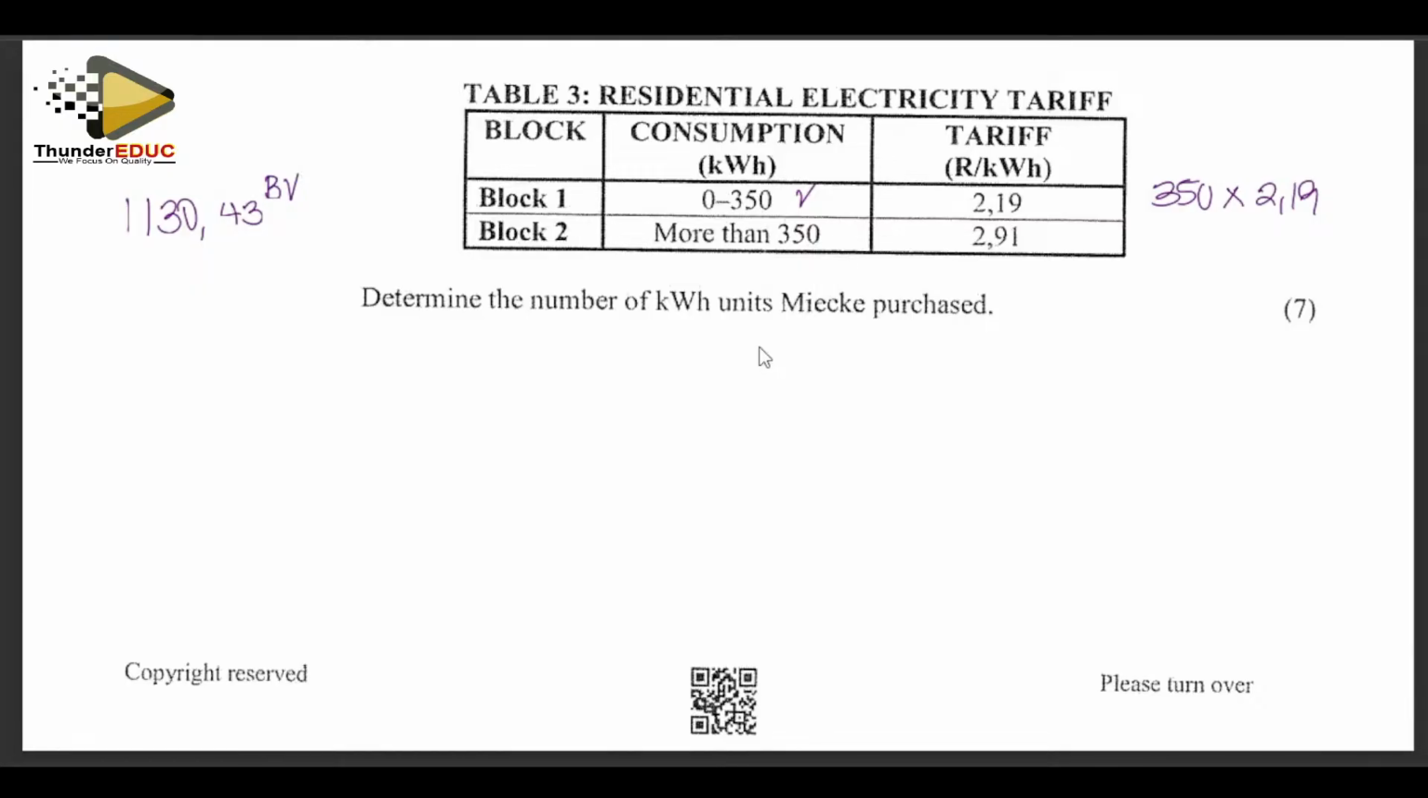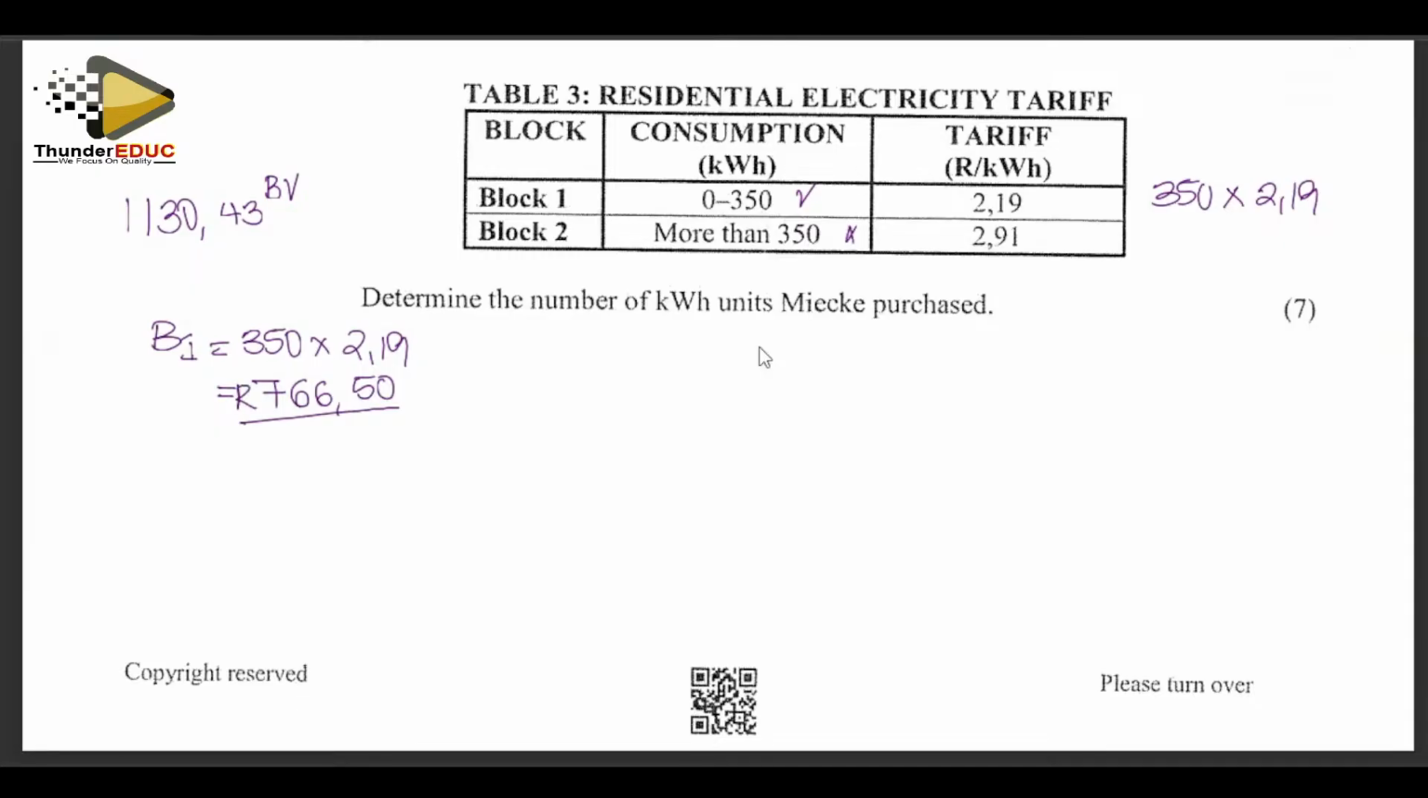Now we start with block 1. If I only use block 1, we need to find out how much he could pay. Block 1, 350 times 2.19. He could have paid 766 rand for block 1 only. But now he used more than this.